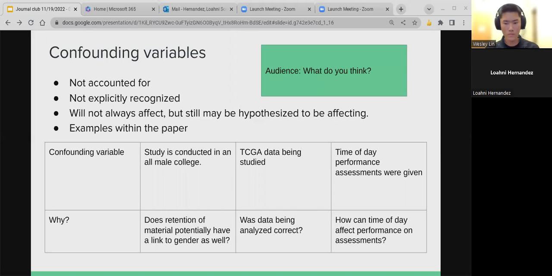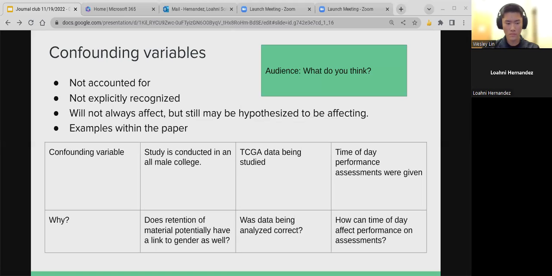It is also important to note that oftentimes studies may not even remotely hint at a confounding variable. For example, the time of day that the performance assessments were given could have affected the experimental results, basically their scores. So personally, I'm not a morning person, so taking the exam early may have affected my score if I were a part of this. So it should also be considered that maybe the time of day at which these performance assessments were given could actually have affected how these students performed on each of these assessments.